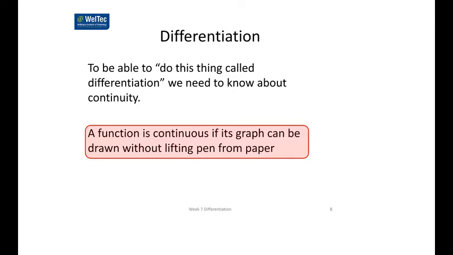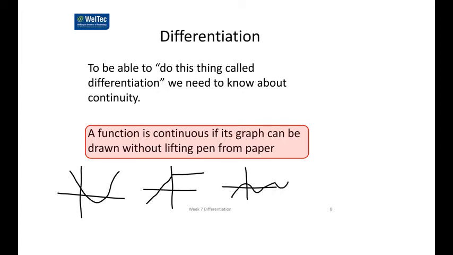A little bit technical here. In order to be able to do this thing that we call differentiation, we have to know that the function that we're talking about is continuous. So something like this we can differentiate, something like this we can differentiate. As long as the corner is not too sharp, we can differentiate it. But if we've got something like this, where we've got a gap in it, we can't differentiate it because it's not continuous.